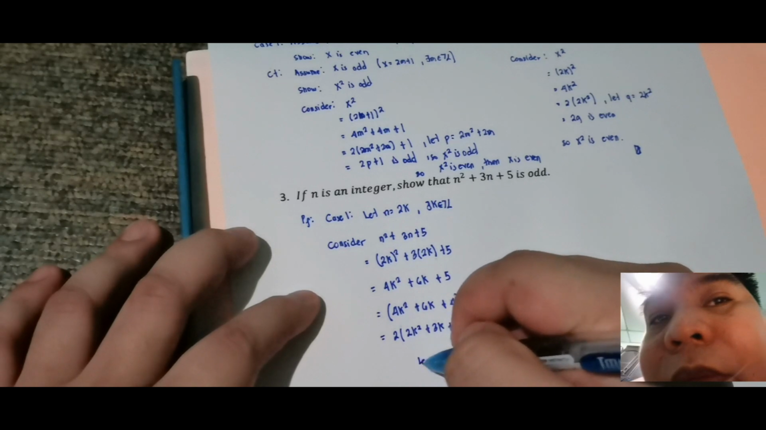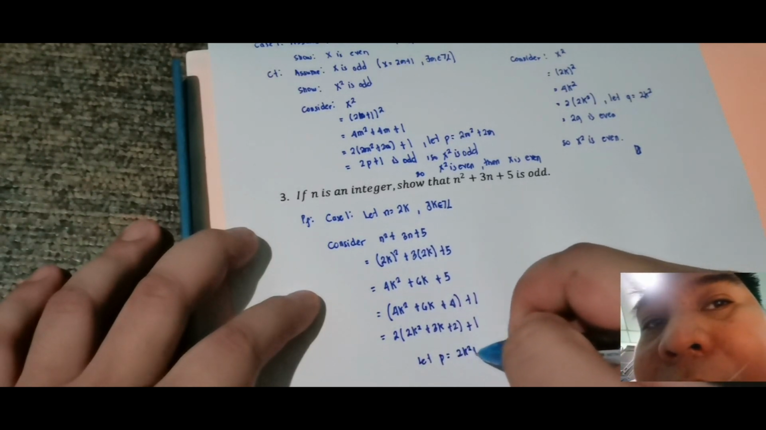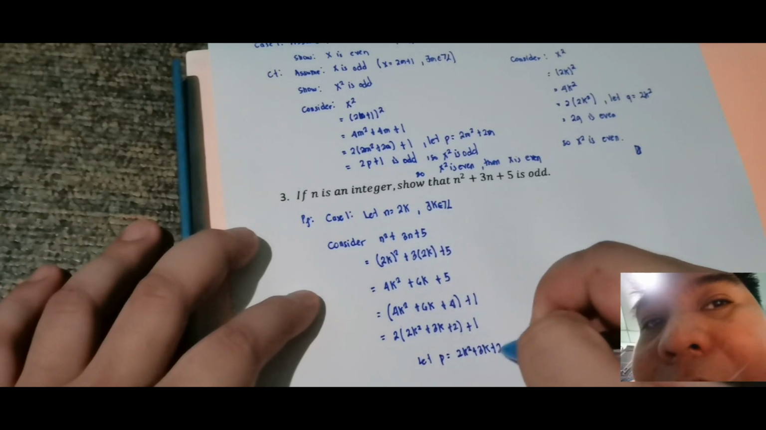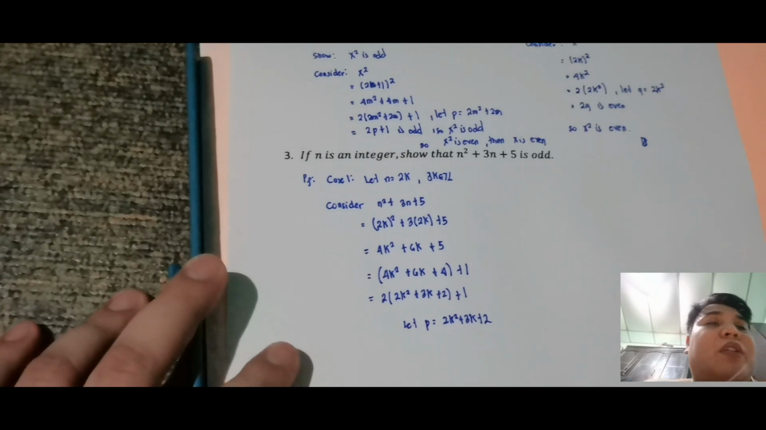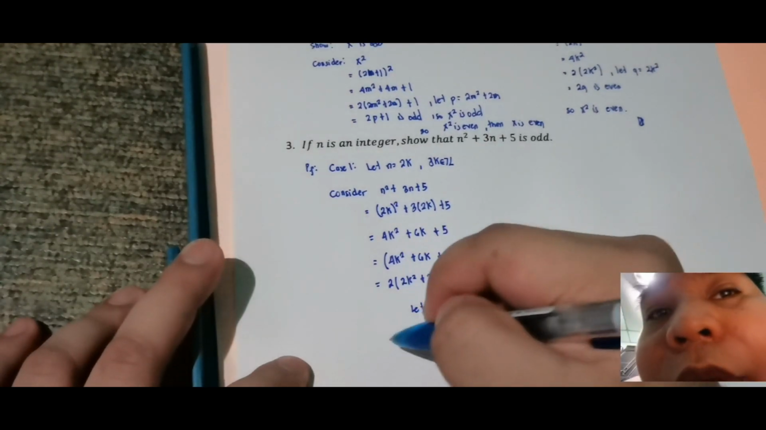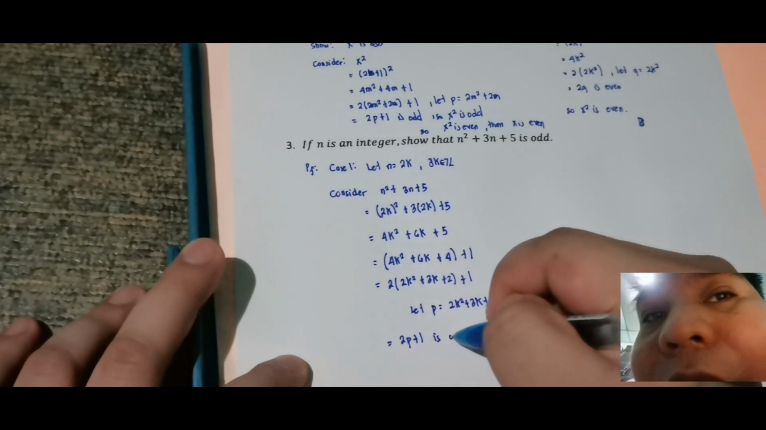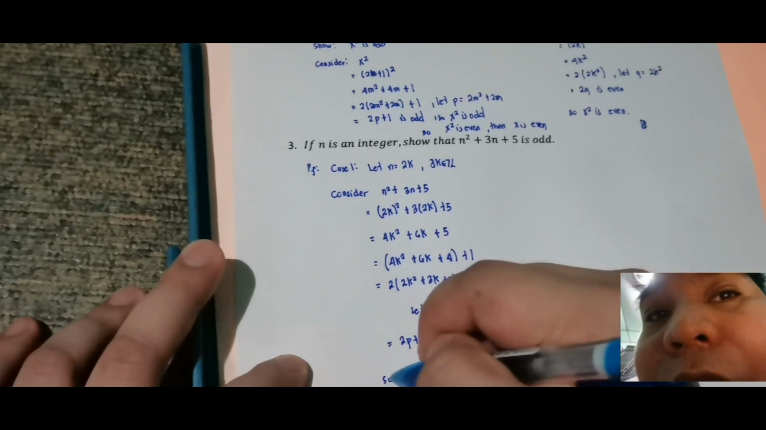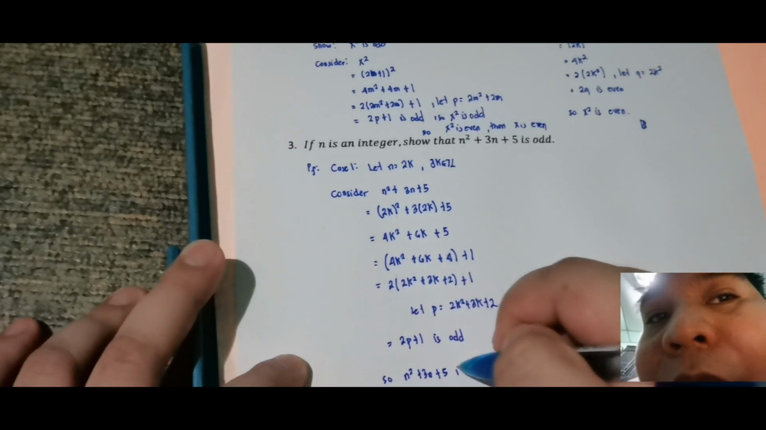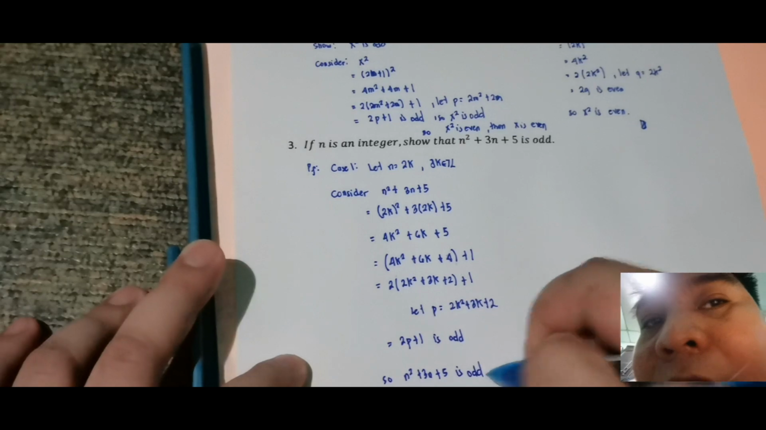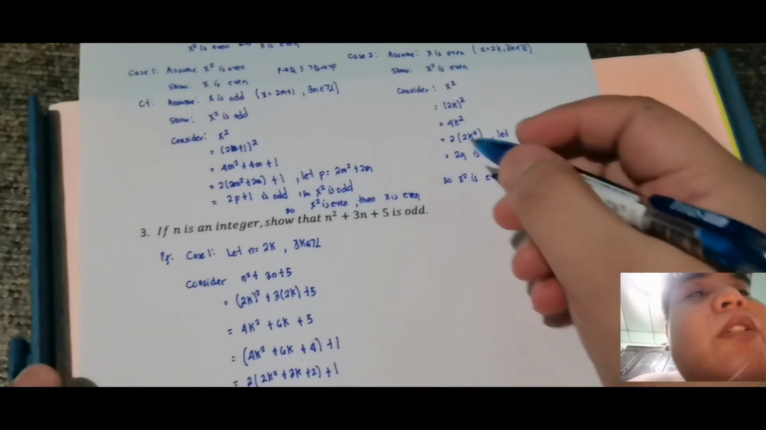Let me call 2k squared plus 3k plus 2 as p, because k is an integer, therefore p is also an integer. So therefore this is equal to 2p plus 1, which is odd. So n squared plus 3n plus 5 is odd. Okay, so it's that simple. Now, case 2.